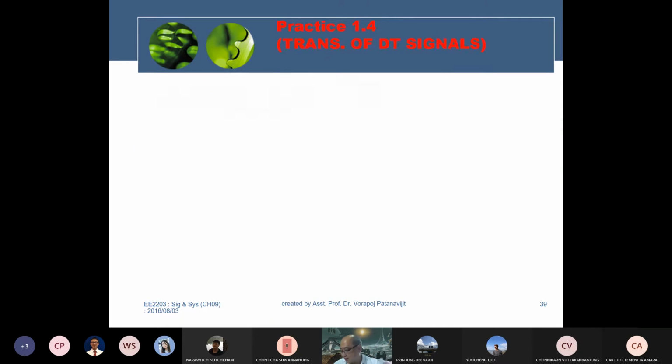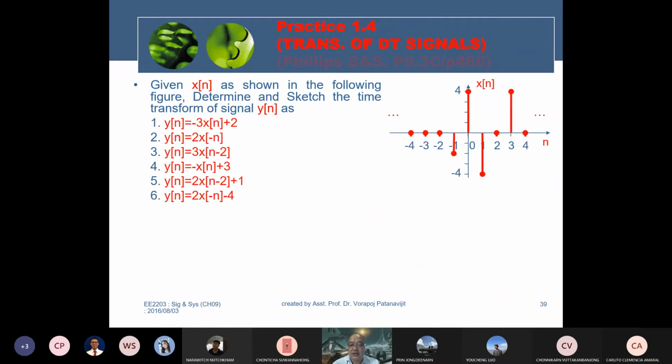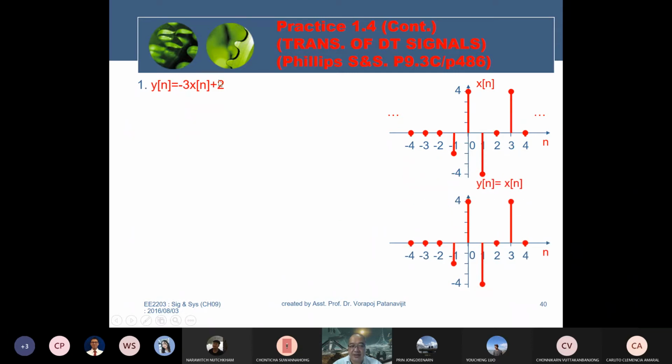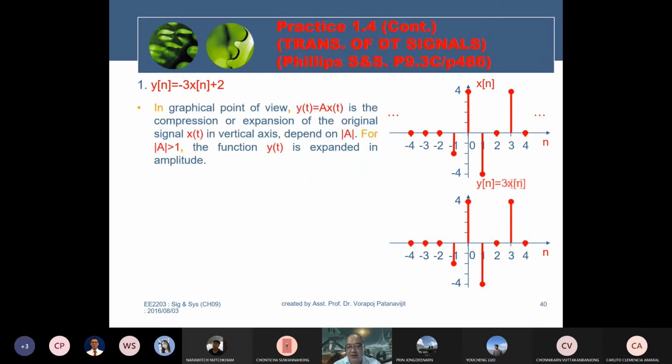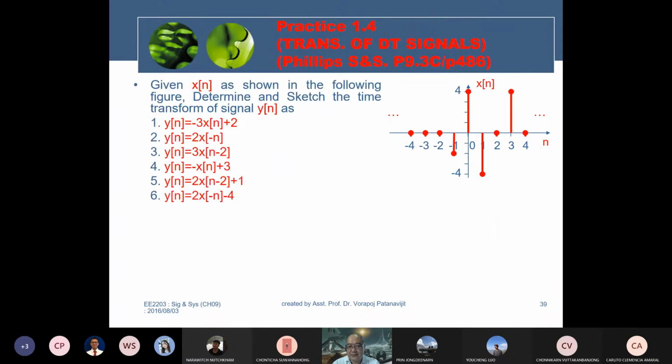Okay, the last one is here. For the last question, the signal is here. It involves amplitude and time transforms. We proceed for the first one. We have minus representing amplitude reversal, 3 representing amplitude scaling, and plus 2 representing amplitude shifting. For the amplitude, we must proceed for amplitude scaling first. In the graphical point of view, yn equal to xn.